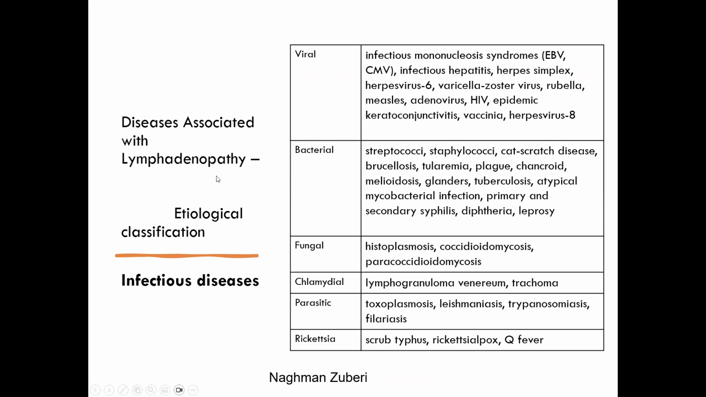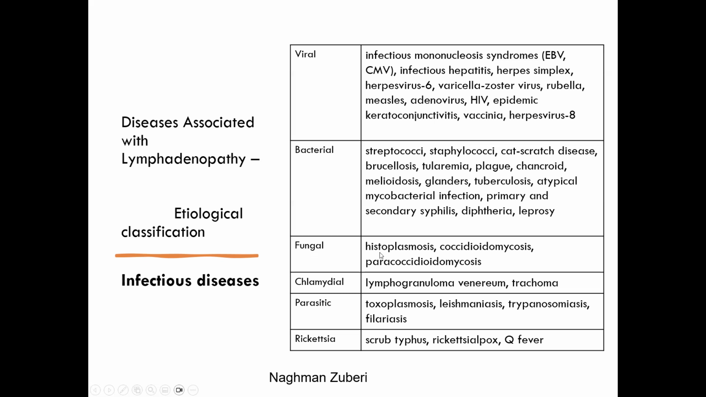Diseases associated with lymphadenopathy: viral, infectious mononucleosis syndromes, Epstein-Barr virus or cytomegalovirus, then infectious hepatitis, herpes simplex, herpesvirus type 6, varicella zoster virus, rubella, measles, then adenovirus, HIV, epidemic keratoconjunctivitis, vaccinia, and herpesvirus type 8. Then bacterial problems: streptococci, staphylococci, cat scratch disease, brucellosis, then tularemia, plague, then chancroid, melioidosis, then glanders, tuberculosis, atypical mycobacterial infection, primary and secondary syphilis, diphtheria, and leprosy.